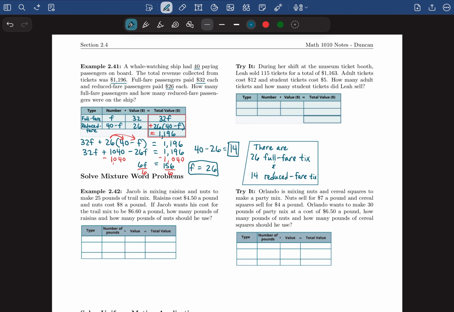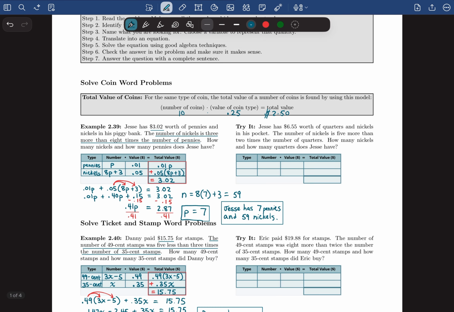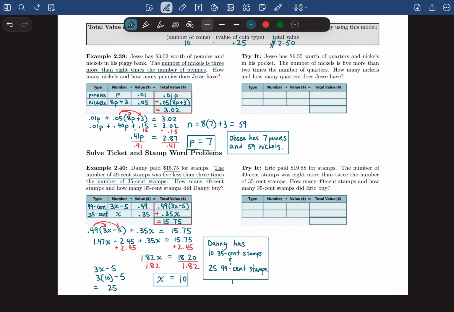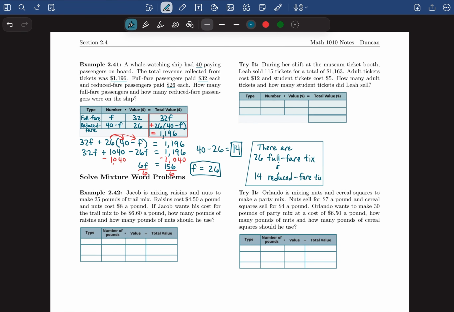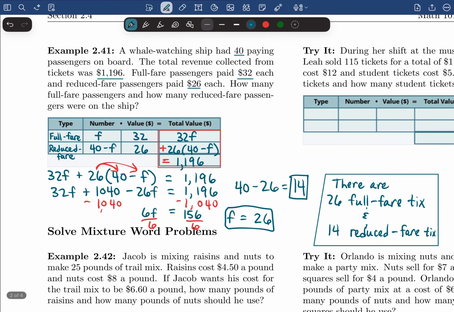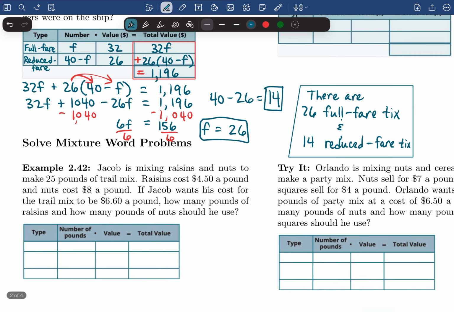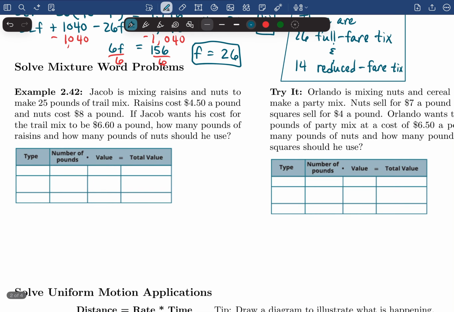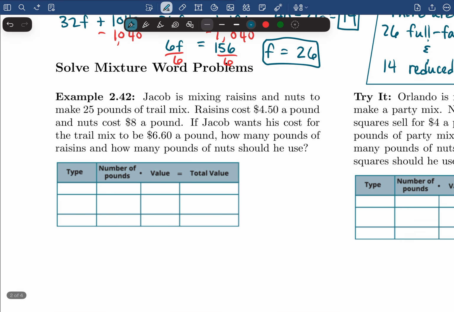All right. So you'll see that the three problems we've done so far today about coin word problems, stamps, and tickets are all set up in the exact same way to solve. Let's now look, and we're going to kind of change gears to mixture word problems. Okay, so you'll notice the table that we set up is very similar, but there are some differences.